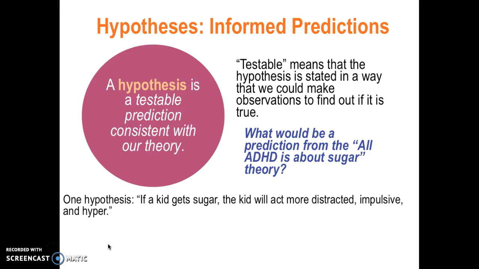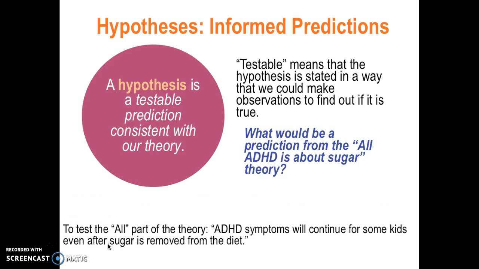Okay, one hypothesis could be if a kid gets sugar, the kid will act more distracted, impulsive, and hyper. However, in order for us to test the all part of the theory, we're going to have to develop a hypothesis of ADHD symptoms will continue for some kids even after sugar is removed from the diet. Okay?